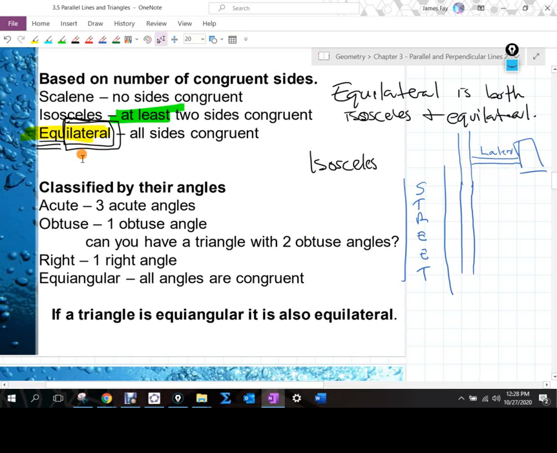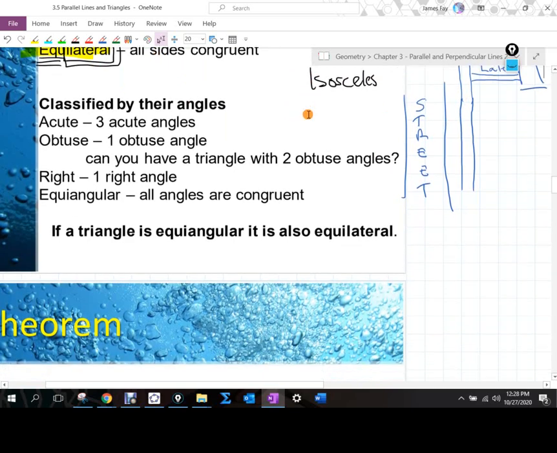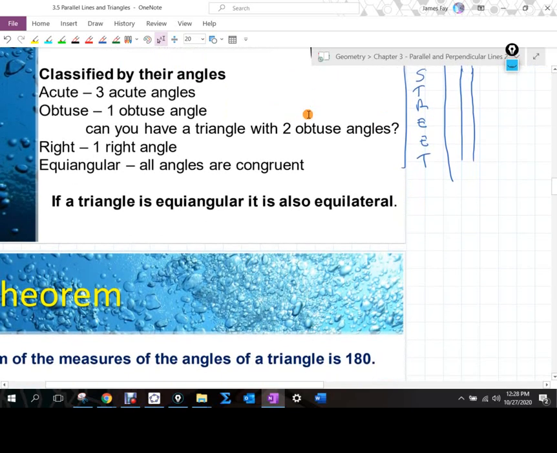So equilateral means equal sides. Does that make sense? That's what I talked about at the beginning of the year: if we're not certain, we can pull apart the prefixes and root words, and it might give you an idea of what we're trying to talk about.